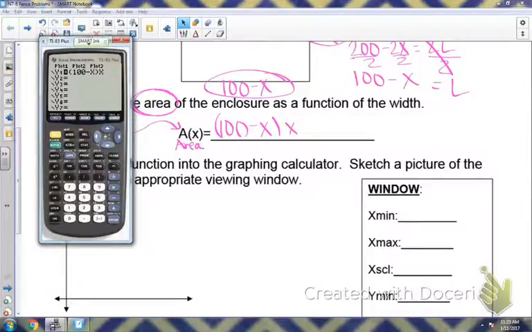I'm going to go ahead and go to Zoom 6. So if you're doing this with me, Zoom 6 is just your standard viewing window. Okay? Now, we're not going to be dealing with any negatives on x or y, just like 7.5. So I'm going to go ahead and go to my window and change my x and y min to 0.